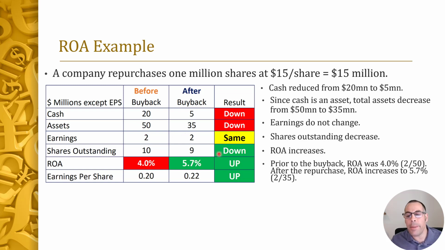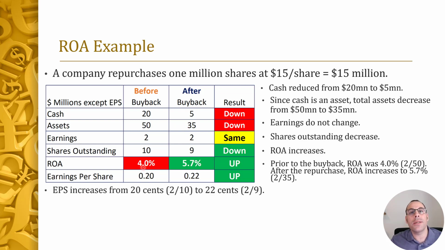So before the buyback, ROA was 4%. It was 2 over 50. Net income, 2 million, over assets, 50 million. After the buyback, it went up to 5.7%, 2 over 35. Net income or earnings is 2 million. It didn't change. And their assets decreased to 35 million. A higher ROA indicates a company's more efficient. They only needed 35 million of assets to generate 2 million of profit. Before, they needed a lot more assets.